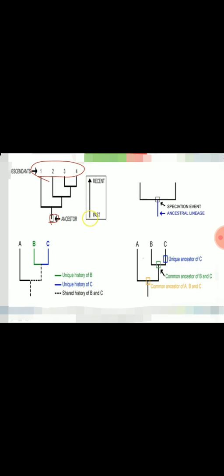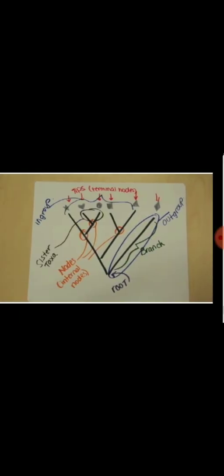There is another important term, clade. A grouping of an ancestor and all its descendants is known as a clade. In this figure you can see whatever I have explained: outgroup, root, branches, internal nodes, external nodes, and sister taxa. You can see all these things in the figure. I already explained this.